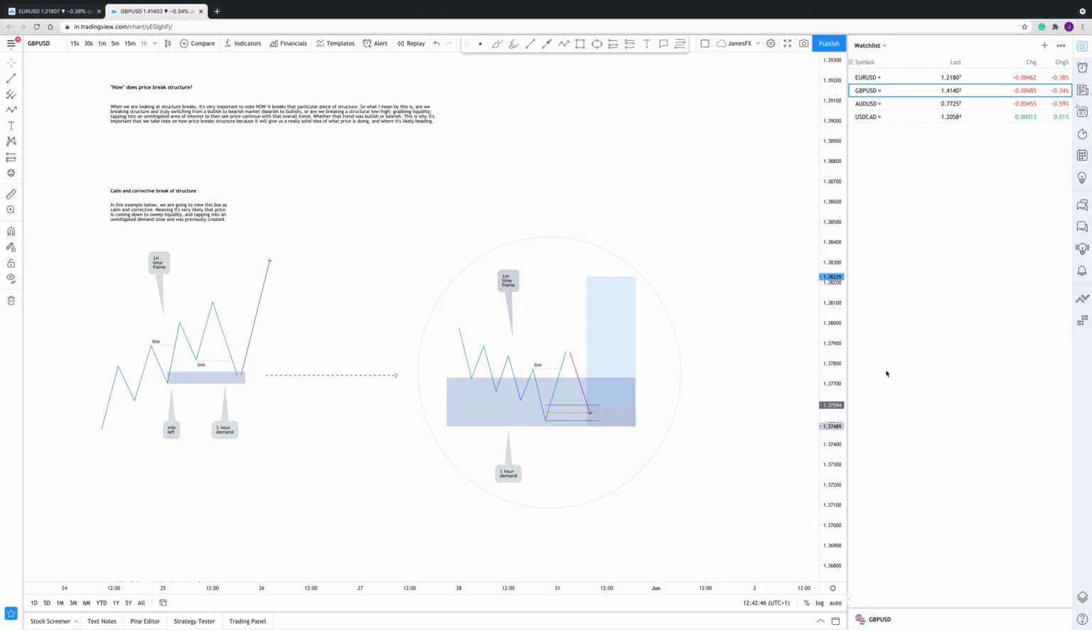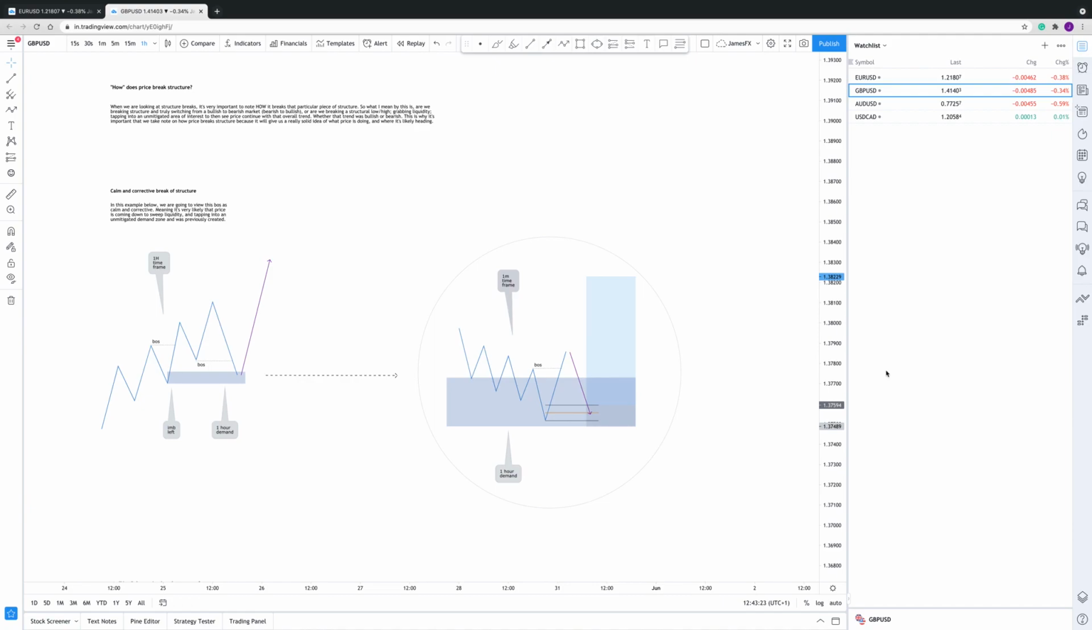Okay, so moving on, I want to get into looking at how price breaks structure. So when we are looking at structure breaks, it's very important to note how it breaks that particular piece of structure. So what I mean by this is, are we breaking structure and truly switching from a bullish to bearish market, or vice versa, bearish to bullish? Or are we breaking a structural low or high, grabbing liquidity, tapping into an unmitigated area of interest to then see price continue with the overall trend, whether that be bullish or bearish?